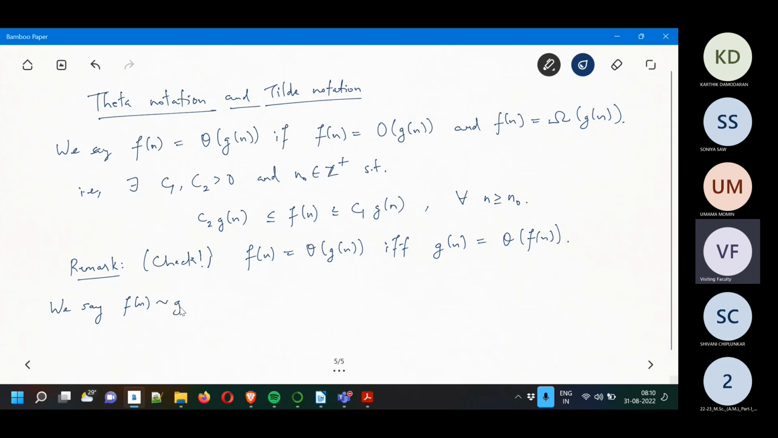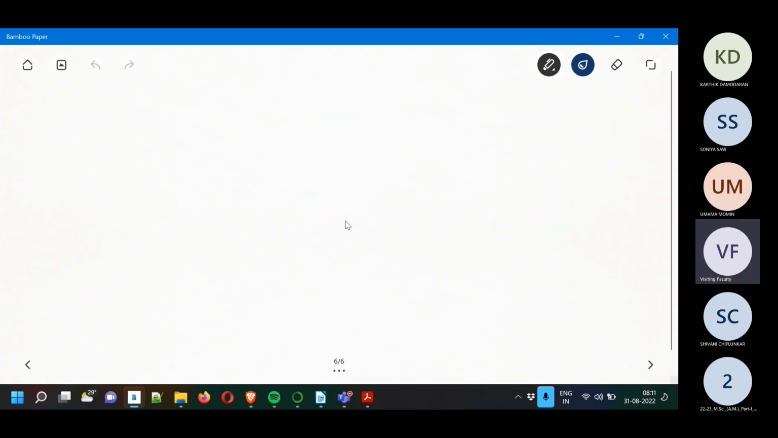So we say f of n is tilde g of n if limit n tending to infinity, f of n by g of n is equal to 1. Just 1. Okay? They grow at exactly the same rate. That is the idea. Just 1. Right? So let's look at some examples. Let me just show you one simple example that clarifies these things.